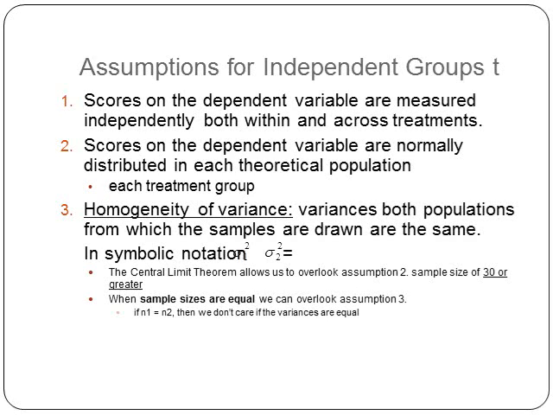So the assumptions are simply extended with a little bit of difference. The scores of the dependent variable are measured independently both within and across the treatments. Scores on the dependent variable are normally distributed in each theoretical population, each treatment group, and we have this concept of homogeneity of variance, that the variances for both populations for each sample are the same. From the population, they are the same. That is, variance 1 is equal to variance 2. For number 2, we still rely on the central limit theorem, and sample sizes of 30 or greater tend to be normal. We also see that sample sizes are equal.